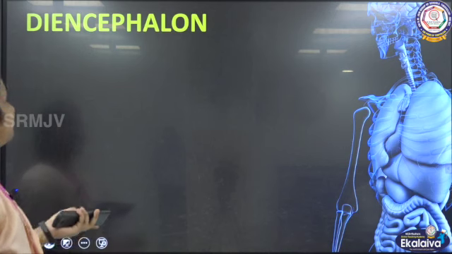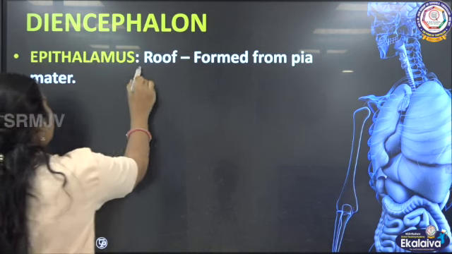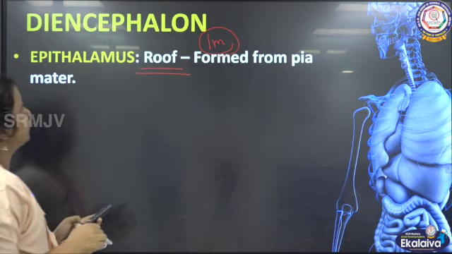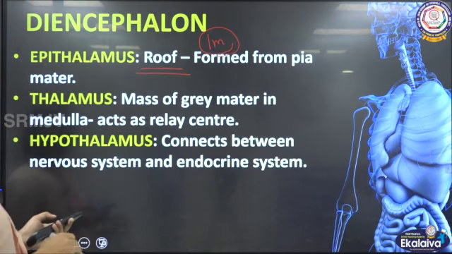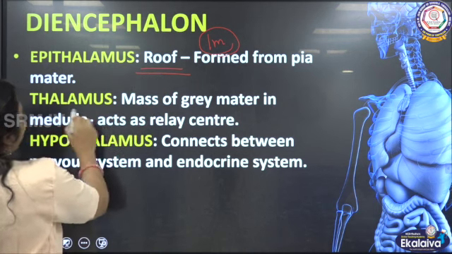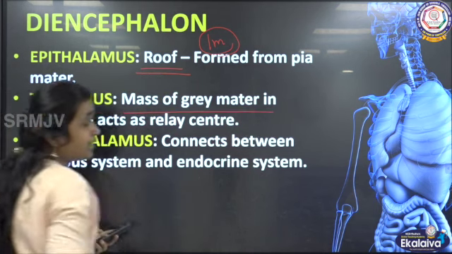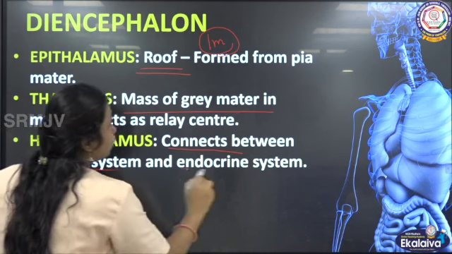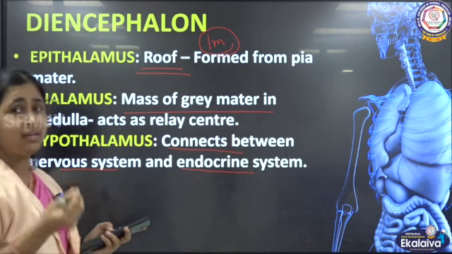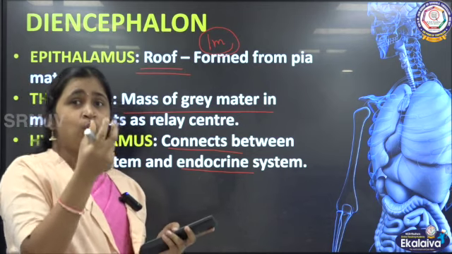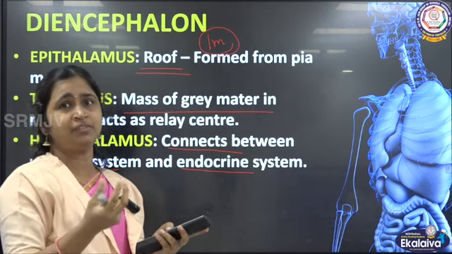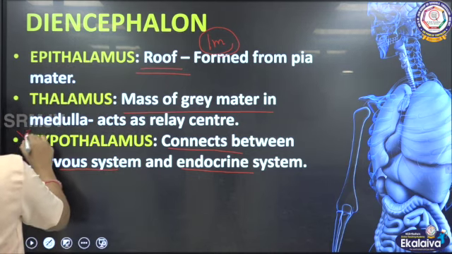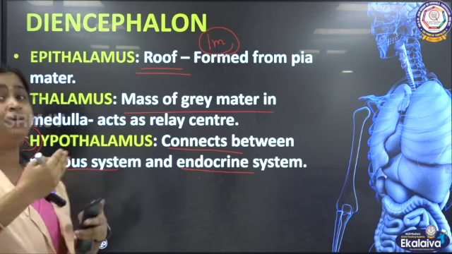We'll move to the next one. So, it is acting as a roof. So, these are all again 1 mark oriented questions. Epithalamus is acting as a roof and thalamus is a mass of grey matter, whereas hypothalamus connects the nervous system with the endocrine system. I told you already there's a lobe-like structure which is hanging down from the hypothalamus, that you call the pituitary gland.